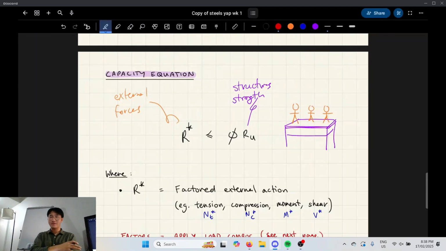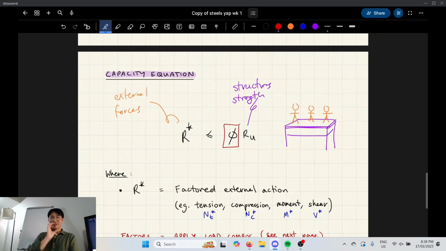That's essentially what factoring does. So the other thing is this phi value. In Greek, this is a phi letter. This is the capacity reduction factor. This does essentially the same concept, but on the other side. This is accounting for the structure and the materials, like the steel. So this will be something in the ballpark of 90%.